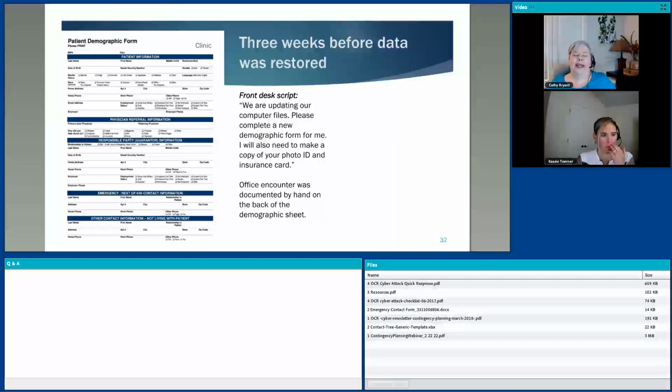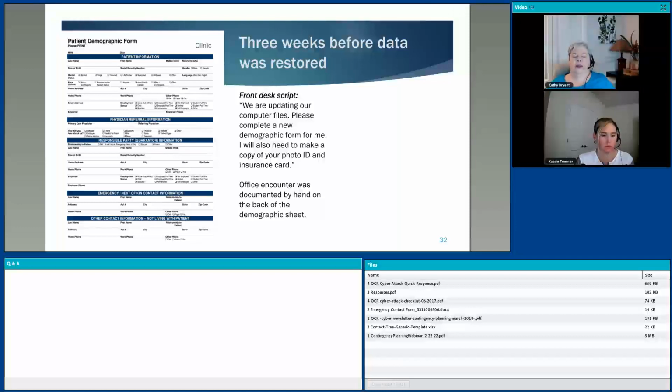Here are a couple of creative solutions that actual practices faced with a ransom attack came up with. The first one is a clinic that came into work on a Monday morning. They couldn't access their records.